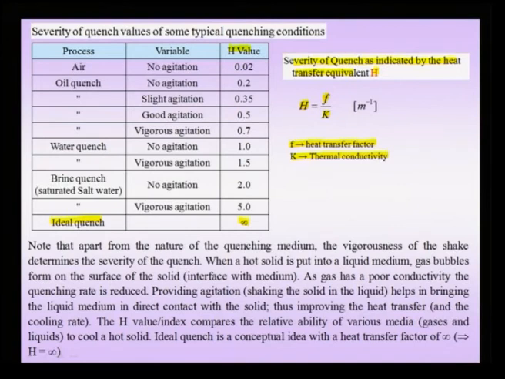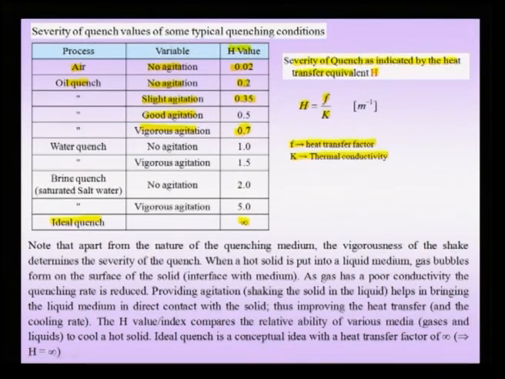That is the perfect quench you would like to aim for. Any other process would have a lower H value. Air quenching with no agitation gives you an H value of 0.02. Oil quenching, again with no agitation, can give you 0.2, which means a faster cooling rate. If you use slight agitation, the H value increases, which means you are now extracting heat better from the material. You can also increase the amount of agitation to obtain an H value of 0.7.